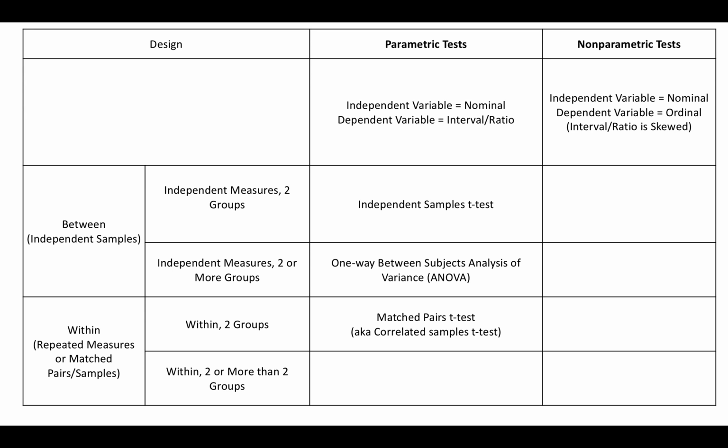We said that we do the matched pairs t-test, or the correlated samples t-test, or the related samples t-test, three different names for the same statistical procedure, when we have two groups and we have a within subjects design, so either repeated measures or matched pairs. We said we do the one-way repeated measures analysis of variance when we have two or more groups and we have a within subjects design, which is our repeated measures design or our matched samples design.